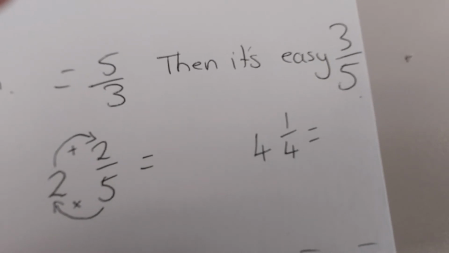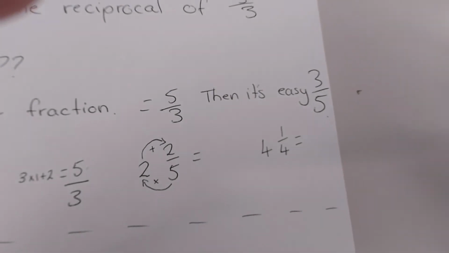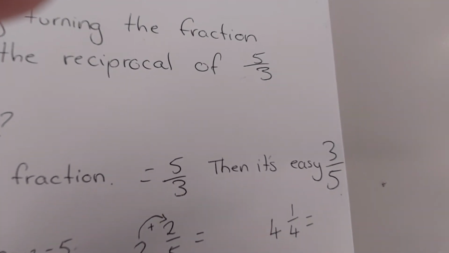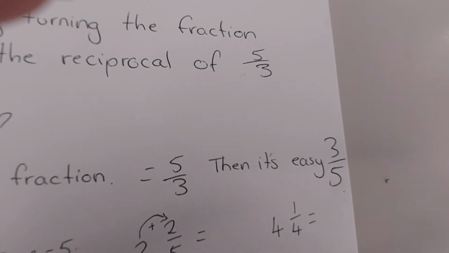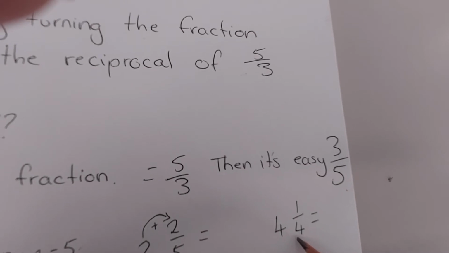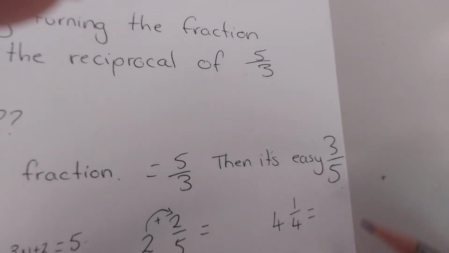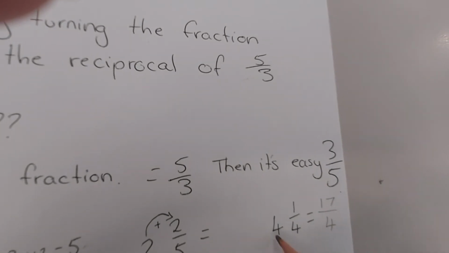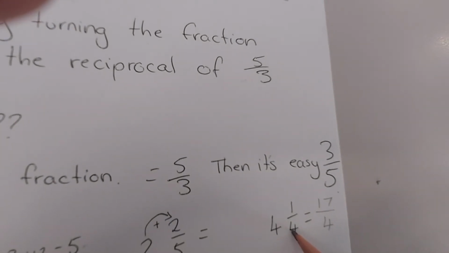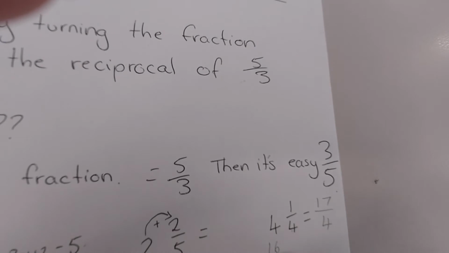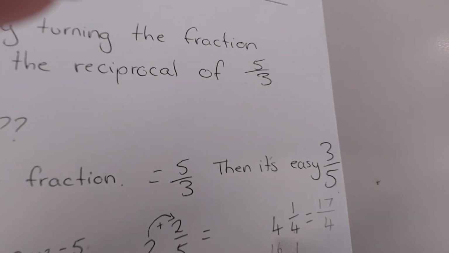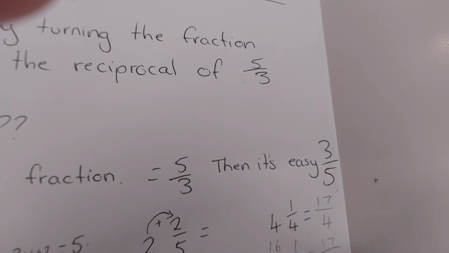And now let's go through and have a look at that. So 4 lots of 4 is going to give me 16. 4 times 4 is 16, plus 1, okay, is 17/4. You could also say 4 is equal to 4 lots of 4, so 16/4 plus 1/4 gives me 17/4.